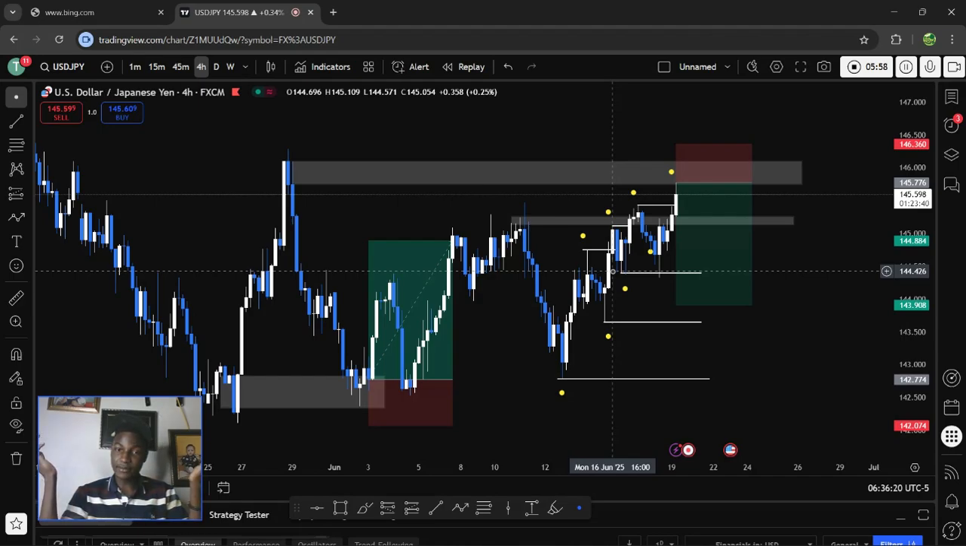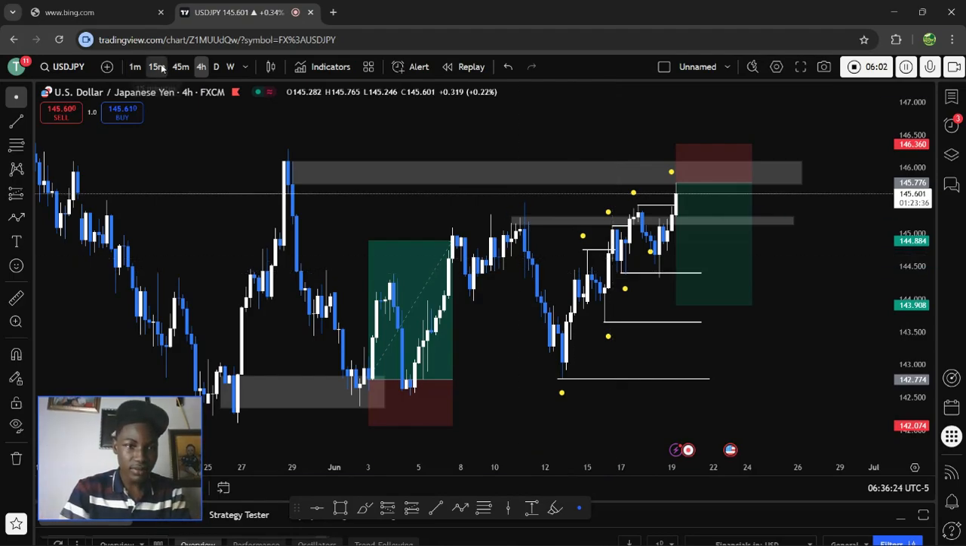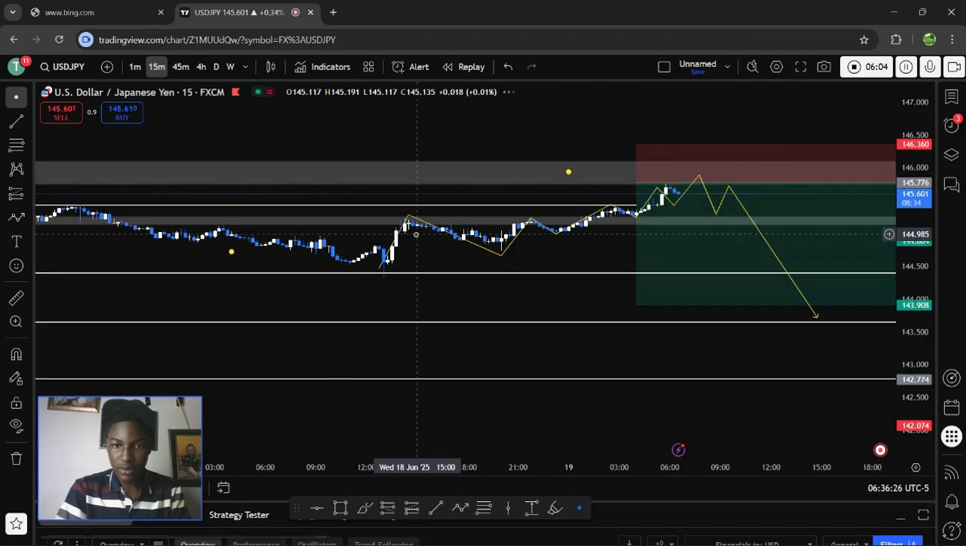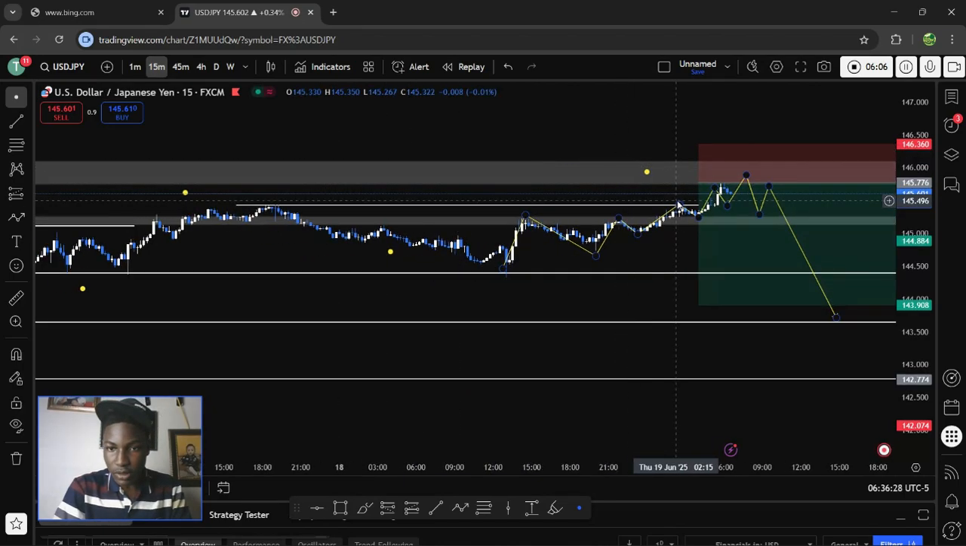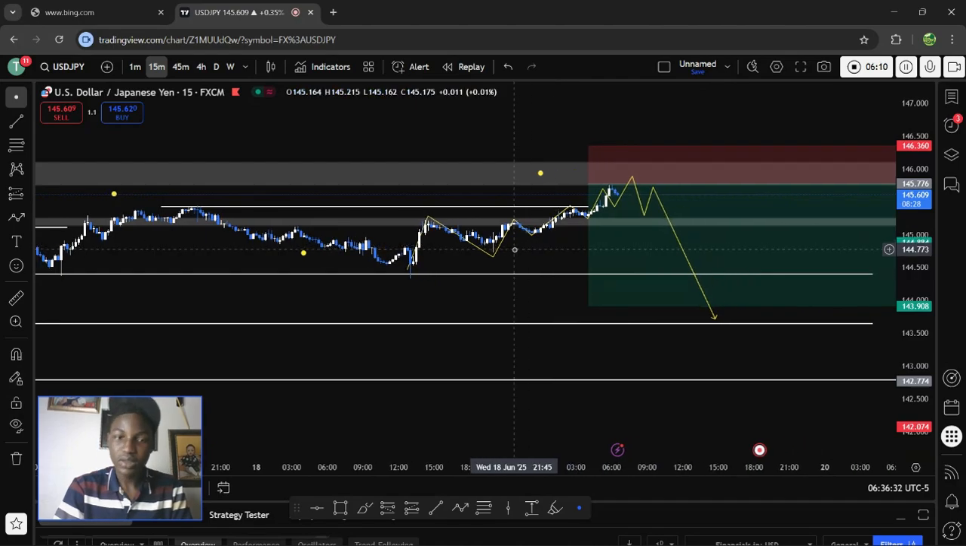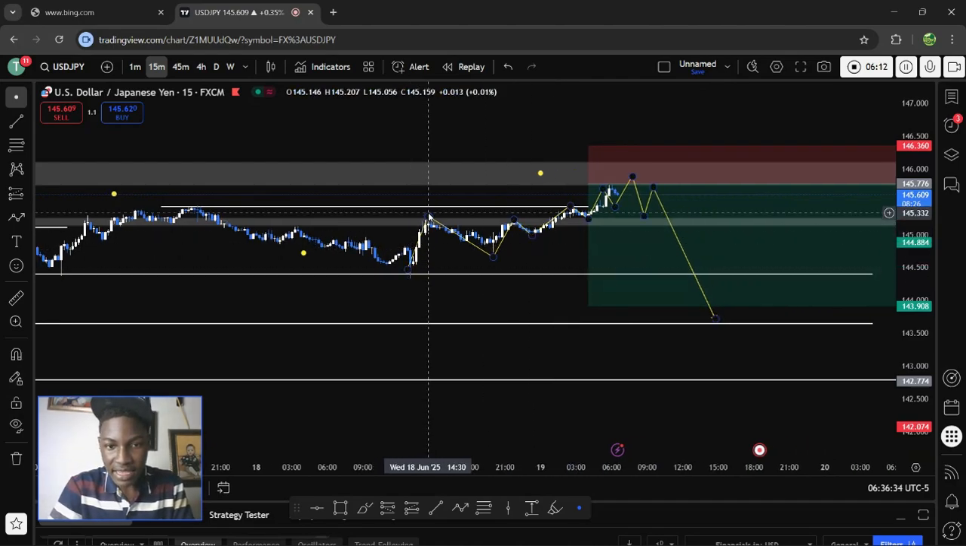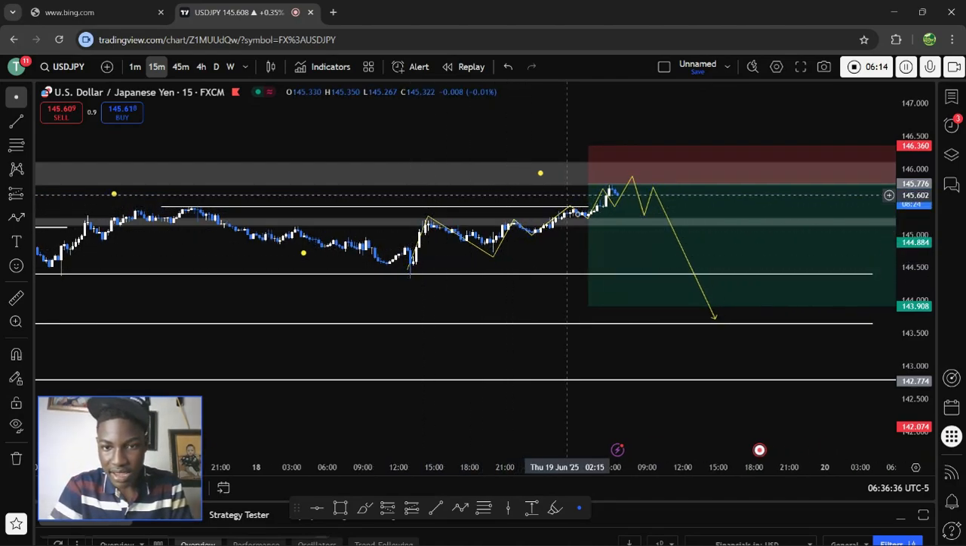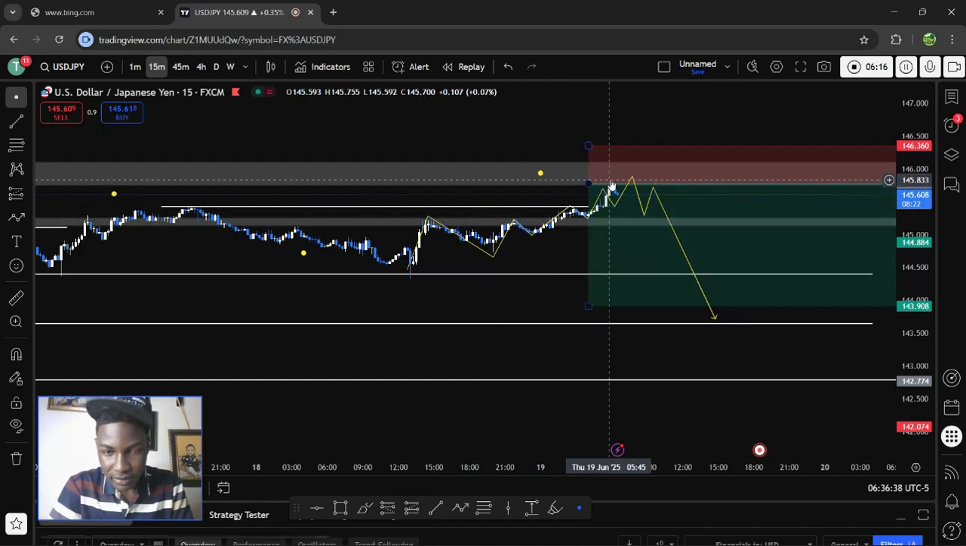Get in the trade. But we're not even seeing a change of character yet. Let's do the 15 minutes. Change of character for it to happen, is that what is going to happen here? Let's see. Higher high, higher low, higher high, higher low, higher high, higher low, higher high.